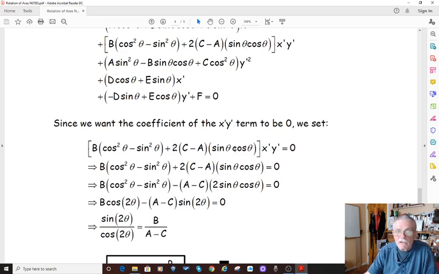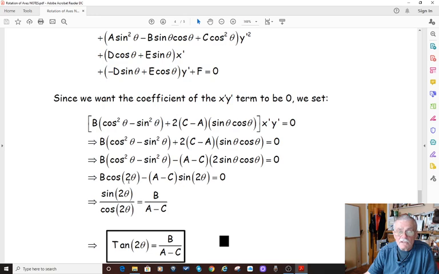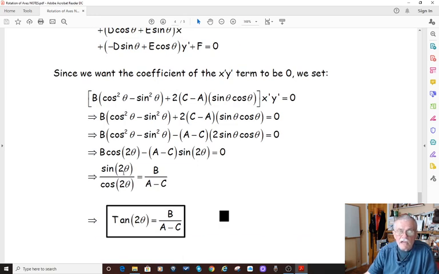2 times sine theta cosine theta is sine of the double angle. So that very nicely comes here. I move this term over, divide by cosine of the double angle, and this is what I get. I get this quotient is b over a minus c, and sine of an angle over cosine of the same angle is tangent. Okay, so that gives us our tangent of the double angle formula. And that's what we're going to use to find theta.